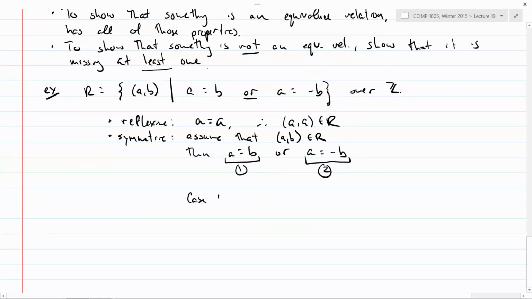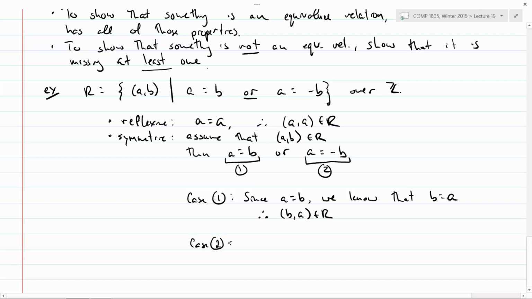So case 1, well, if A equals B, then I know that B equals A, right? Because this is just the definition of equals for integers. So since A equals B, we know that B equals A. And therefore, BA is in R. Right? Because if B equals A, then BA is in R. So that's case 1.